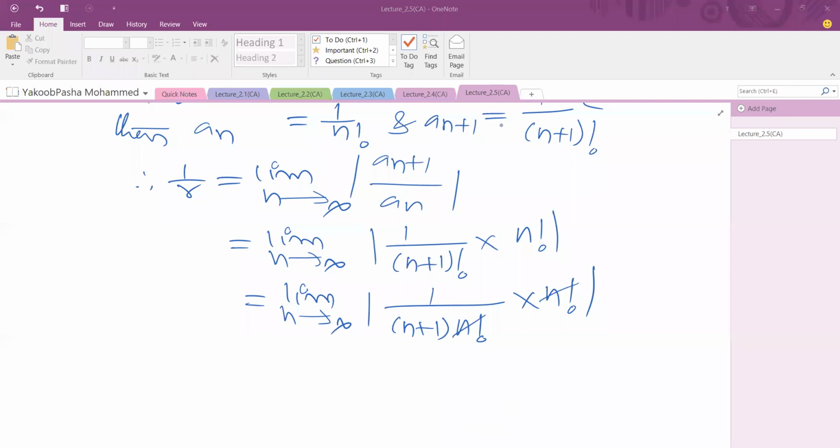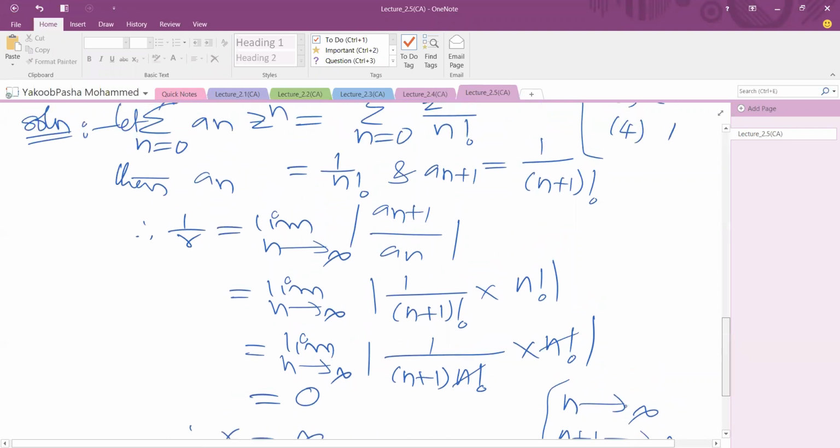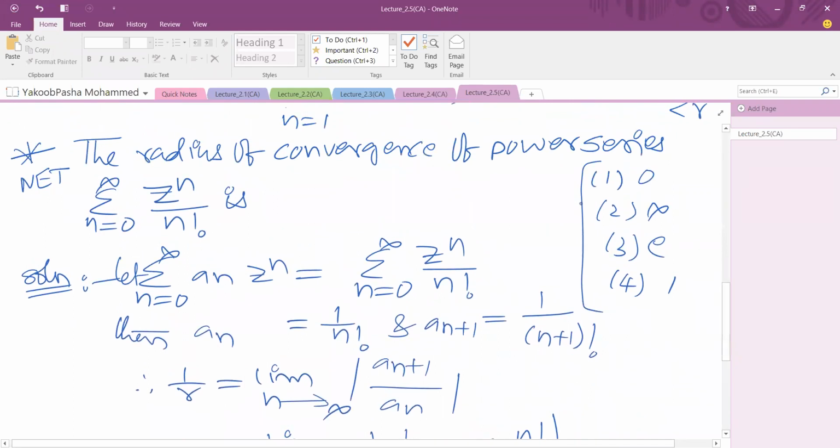Whenever n approaches infinity, then n plus 1 approaches infinity. So this is 1 by infinity, which becomes 0. Therefore, radius of convergence is equal to infinity. Radius of convergence is equal to infinity. So the second option is the right option.